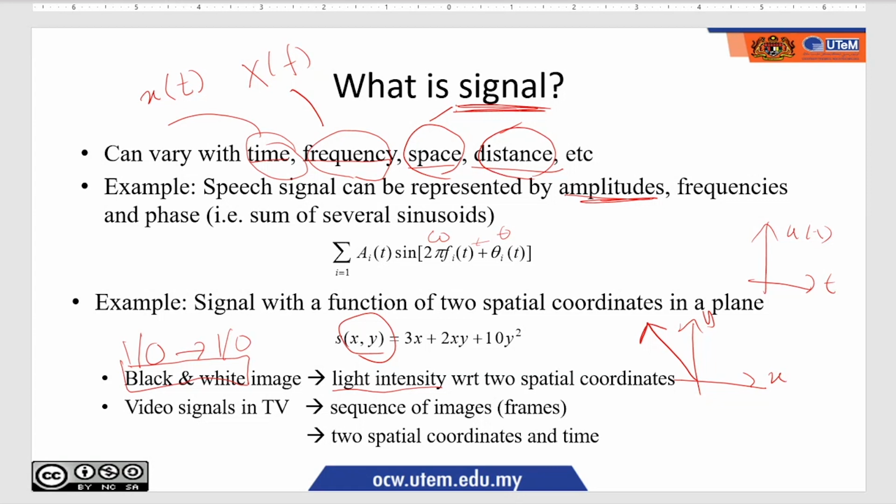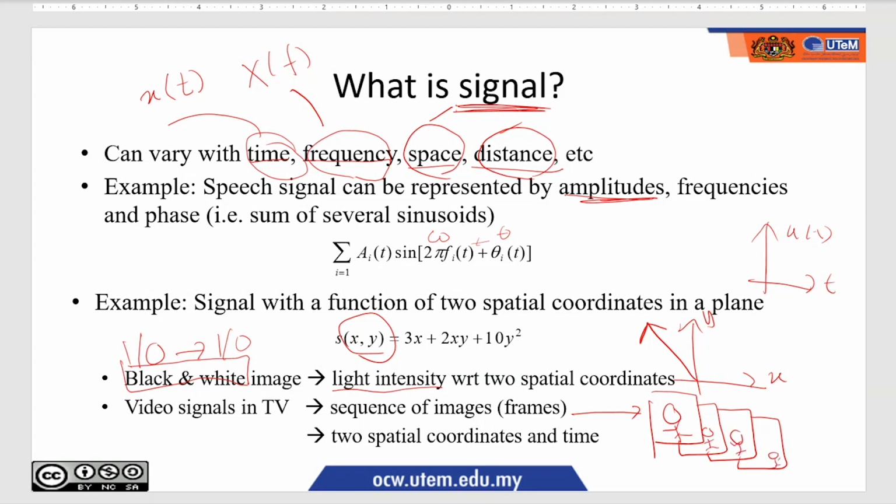Speaking of which, a video signal in TV is a sequence of images. Likewise, we have it like this. Do you remember when I was in secondary school, I drew moving people at the edge of the textbook, right?